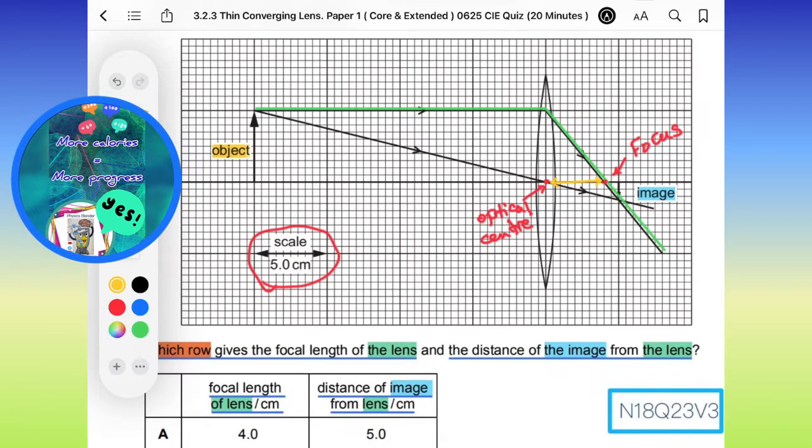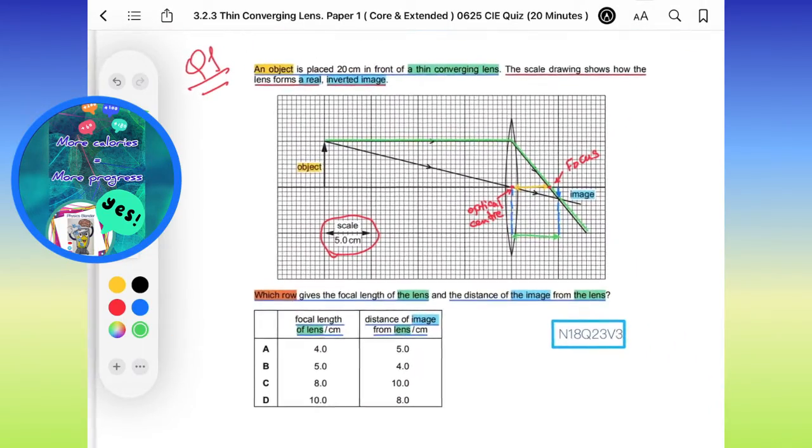The image here is very small, so this image, okay, the distance between the image and the lens is one complete square. So you have here this distance from the optical center. I will just draw a construction line here from the center and the location of the image. So it's here one complete square, so it's 5 centimeters. Is it clear? Okay, so the answer for this question is A.